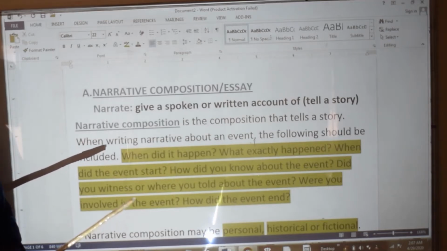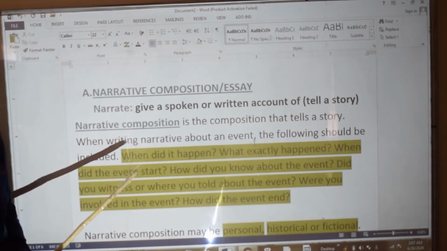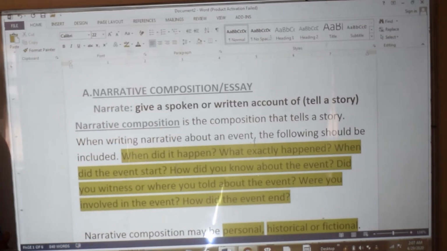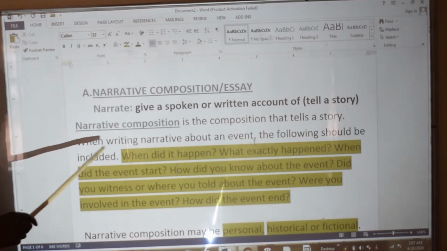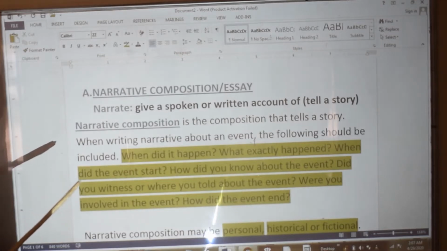First of all, narrate means give a spoken or written account of or tell a story. Simply, to narrate is to tell a story. As you can see, tell a story. And when we say narrative composition, it is the composition that tells a story.